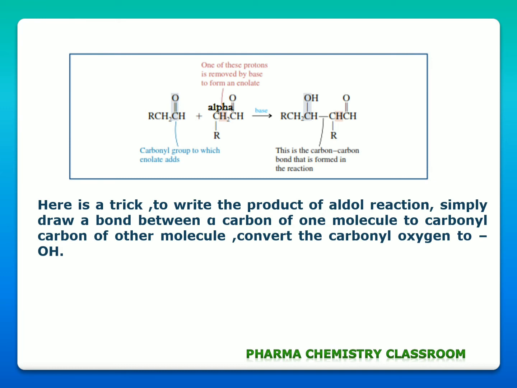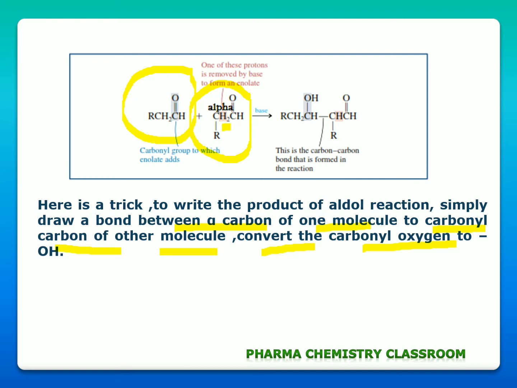Here is a trick to write the product of aldol reaction. That is very simple. Draw a bond between the alpha carbon of one molecule to the carbonyl carbon of the other molecule. Then after drawing this bond, convert the carbonyl oxygen to OH. So we'll see here RCH2CHO is the reactant. These two molecules react, and we are going to apply the trick here.